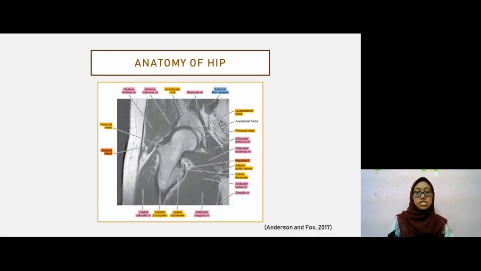This is the coronal section of MRI hip. And many changes and pathologies might be seen in the femoral head, femoral neck, and also the muscle.